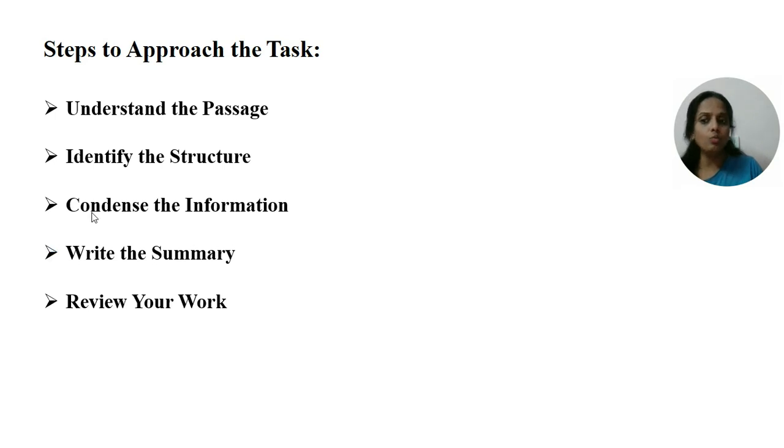The third one: what do you mean by condensing the information? Just pick out the most critical points without copying exact phrases. Avoid including minor details or examples unless they directly support the main idea. And write the summary. Begin with the main point of the passage. Then integrate the key supporting details logically and ensure the summary is precise, grammatically correct, and within the word limit.